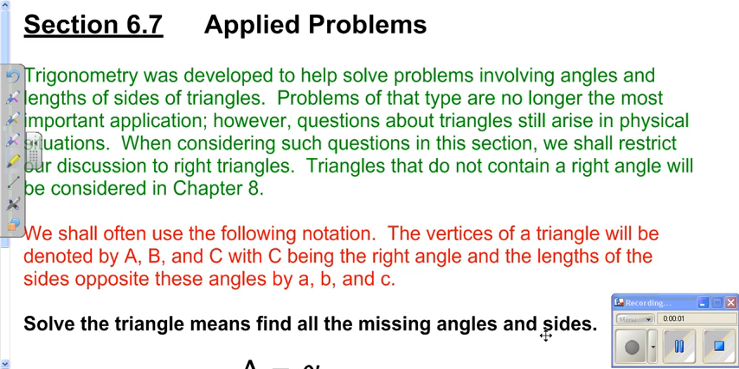We're going to look at applied problems today. Applied problems are basically word problems, but for the most part, these word problems all deal with right triangles. For the most part, if you're not given a diagram, you're going to go ahead and draw yourself a diagram. Typically, these are all going to be right triangles, so you're going to just draw a right triangle for each one of these. We're going to be looking at non-right triangle problems once we get to Chapter 8.